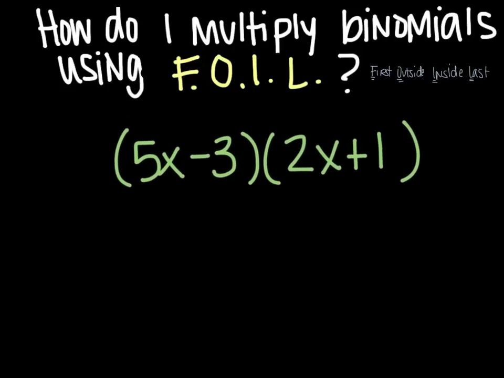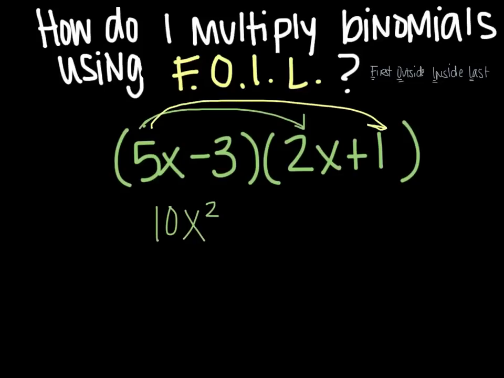So here we go. What you're going to do is do the first part, which means the first term with the first term, and that would be 5x times 2x, which is 10x squared. And then you're going to take, I'm going to try and change colors here so you can see this better. Outside is the next step, so you're going to go first term with the outside, so 5x times 1, which is 5x.